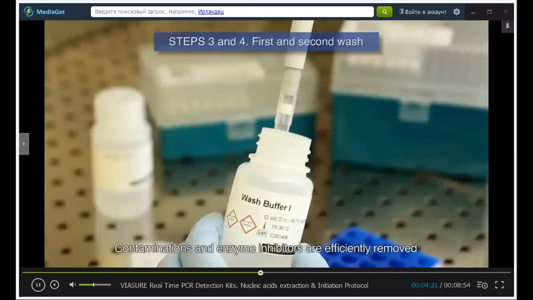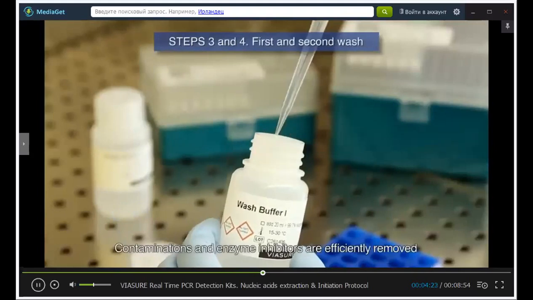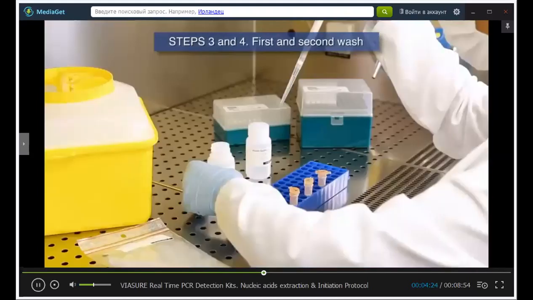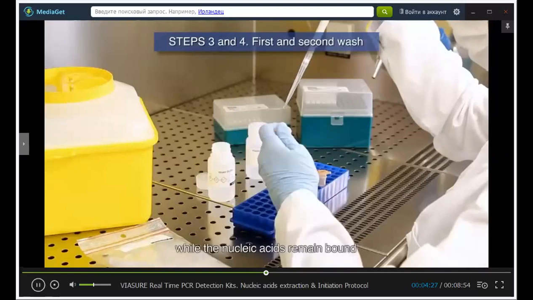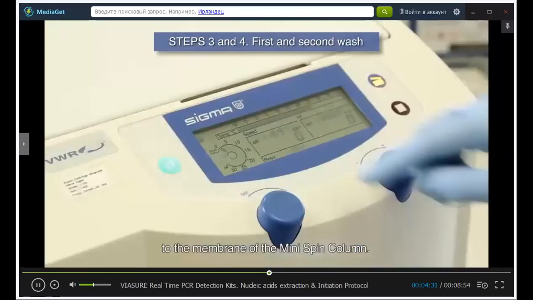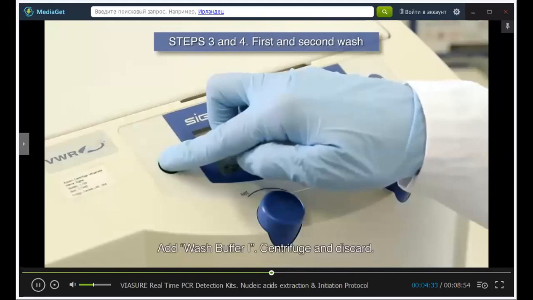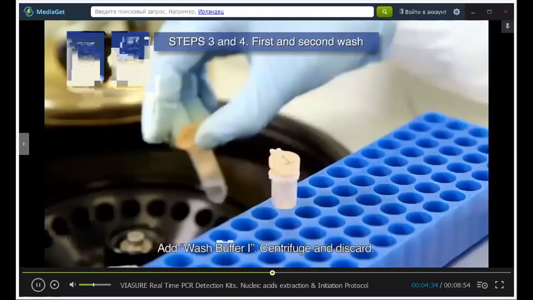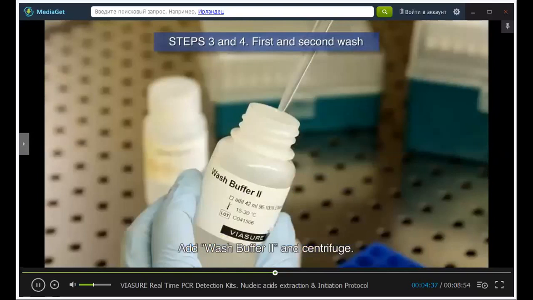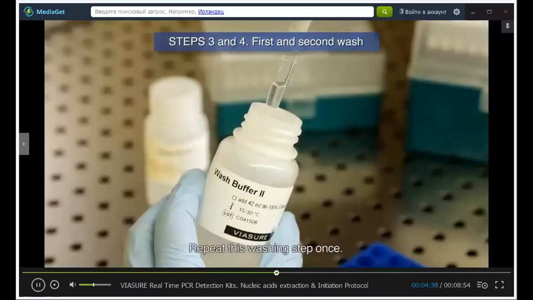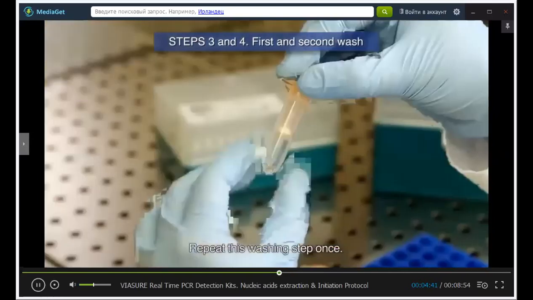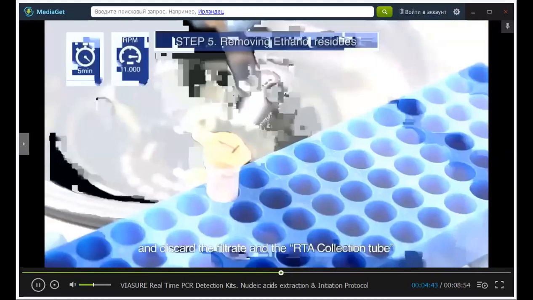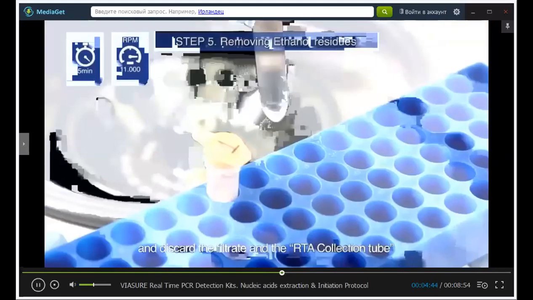Contaminations and enzyme inhibitors are efficiently removed during the following wash steps, while the nucleic acids remain bound to the membrane of the mini-spin column. Add wash buffer 1, centrifuge, and discard. Add wash buffer 2 and centrifuge. Repeat this washing step once. Centrifuge to remove ethanol residues and discard the filtrate and the collection tube.